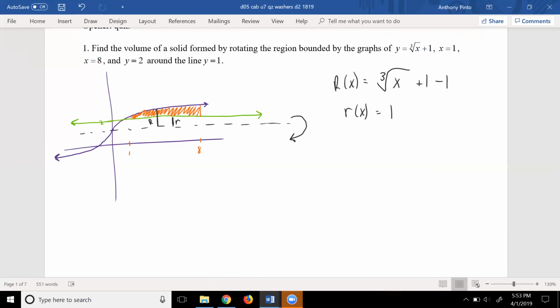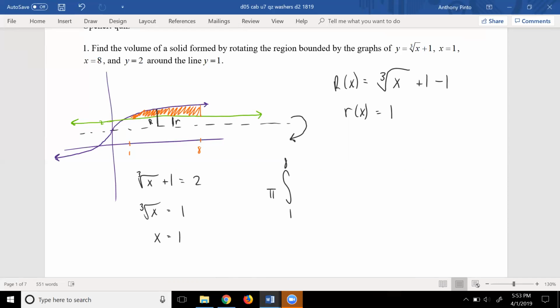Right? And then let's figure out where these intersect. So I get the cubed root of x plus 1 is equal to 2. Yeah, because I'm trying to figure out where the green and the purple lines intersect. And I get the cubed root of x is equal to 1. X is obviously equal to 1. All right, so we're going from 1 to 8.